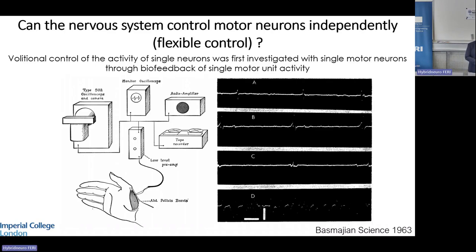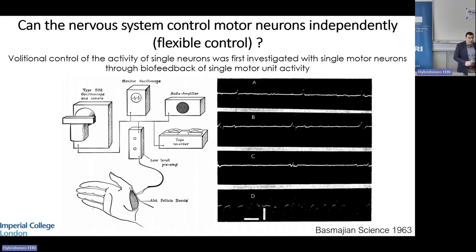a motor neuron in a very precise way. And then you can also switch, you can go to another motor neuron, you can control also that one, and so on. All right, so this was the first demonstration that humans can control voluntarily individual neural cells.